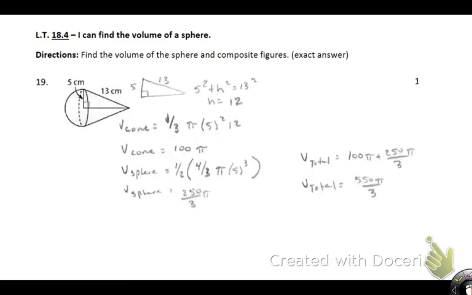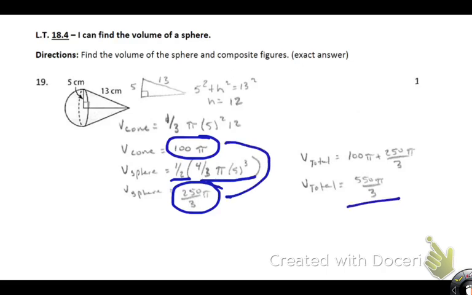Okay, so this person did the cone the same way, so 100 pi. They left the pi in there. For the sphere, you can see they did the 4/3 pi r cubed and then multiplied by 1/2. So they got this. I'm okay with you doing some decimal approximations and getting a really nice total here.